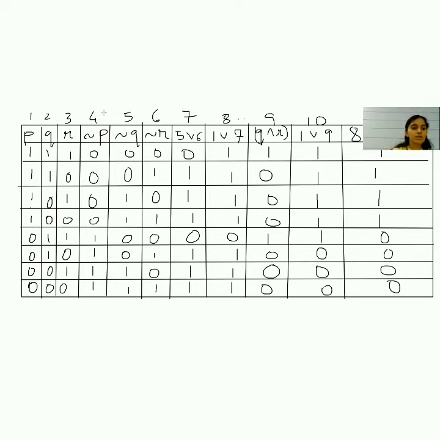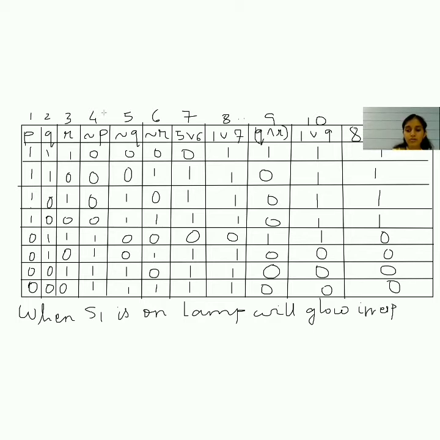So what does it mean? That when the switch 1, that is S1, is on, when S1 is on, lamp will glow. Okay, and what you'll write, irrespective of status of S2 and S3, you can write.